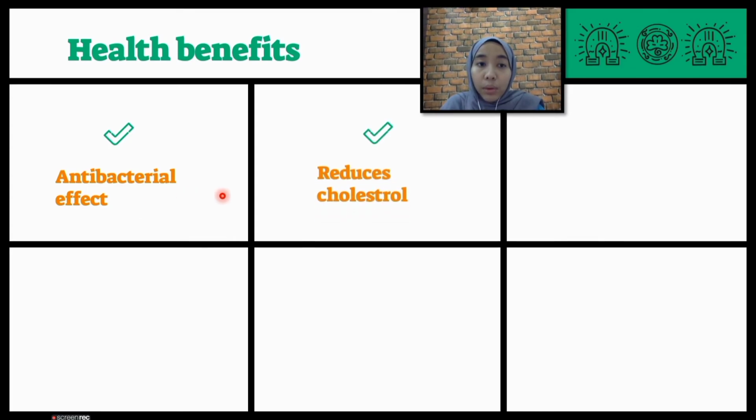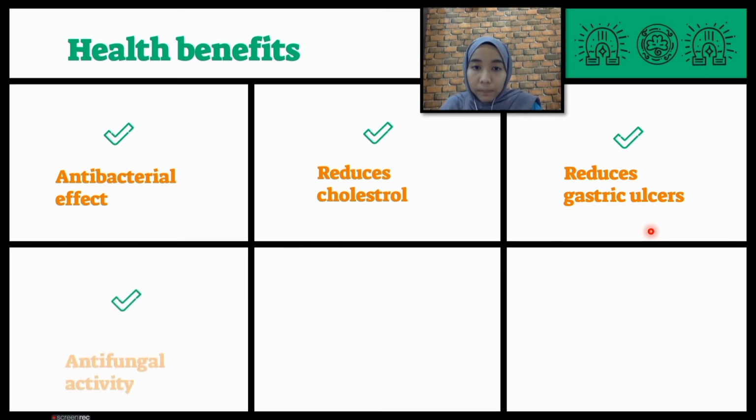Secondly, this plant could reduce cholesterol. According to animal research, a stem decoction of Salvadora persica could lower cholesterol and LDL plasma levels in rats. Next, it could reduce gastric ulcers. Animal tests indicate that Salvadora persica has a beneficial role against alcohol and stress-induced gastric ulcers.